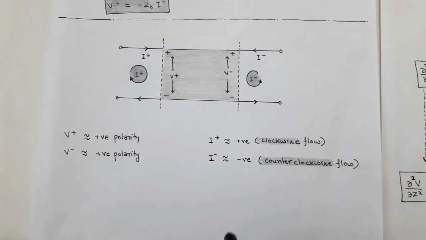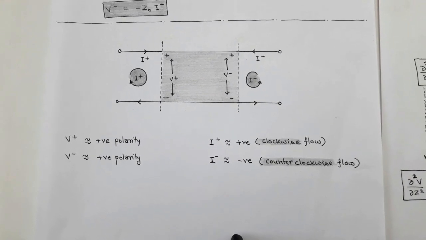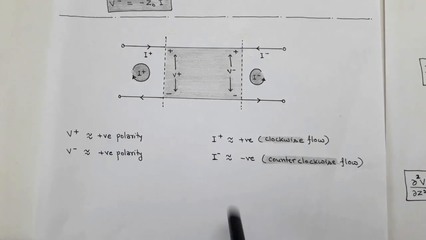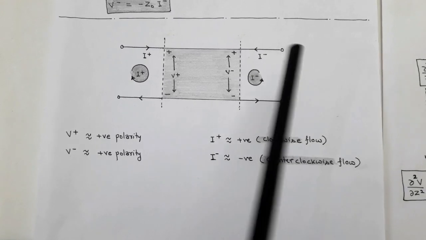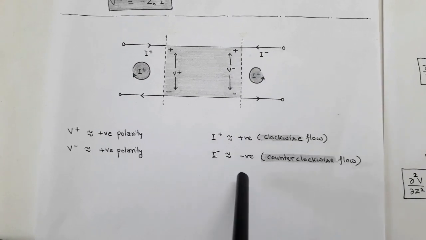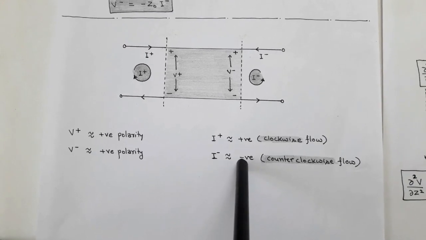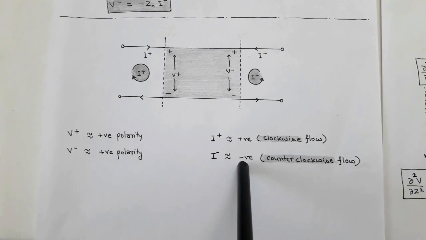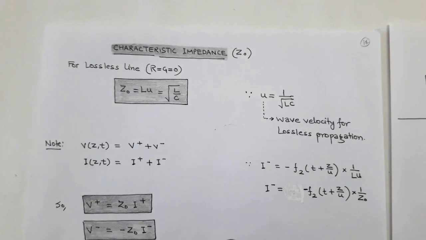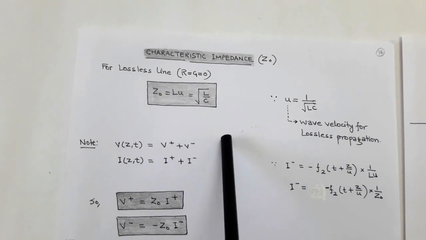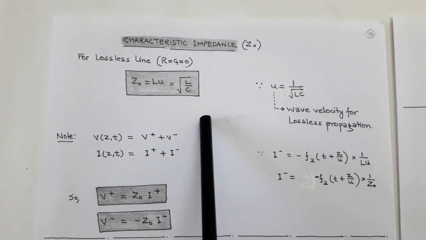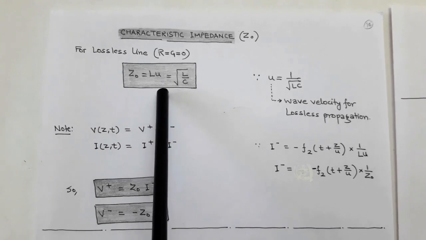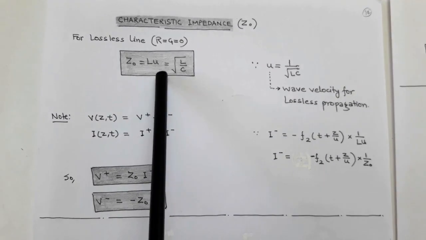So this is a representation of the forward and backward voltage and current functions on the transmission line, and here the point to be noted is that in case of current, the backward current has a negative value, so the backward current is denoted by the counterclockwise direction. So this is about the relationship between voltage and current in terms of characteristic impedance, and that characteristic impedance is a line impedance denoted by Z0, and it is a ratio of voltage to current, and it is also equal to the product L into U.